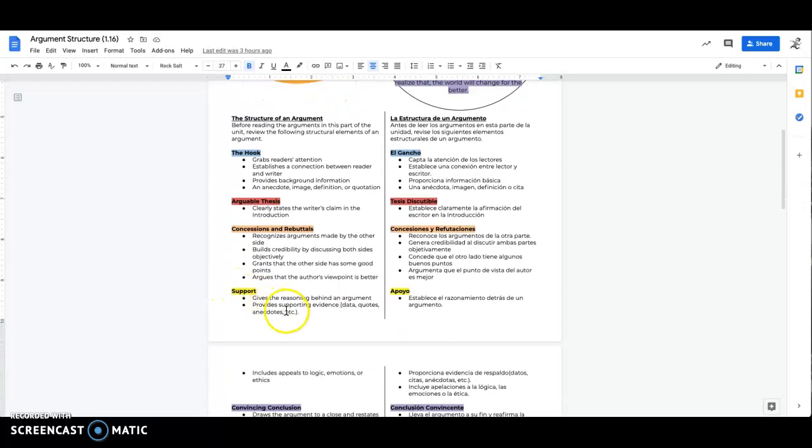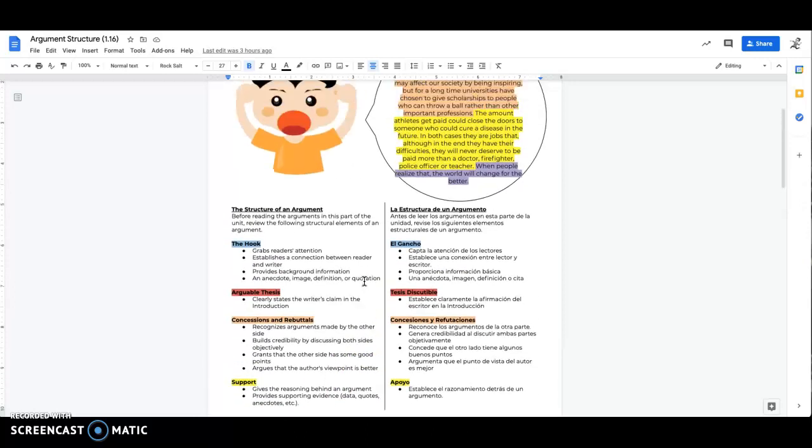Then we have support. Support is all of your reasoning and all of your evidence. So depending on what you're arguing, this could be data. In our case, for our argument essay, it will be quotes from the text that we read in class. It could be anecdotes from your life, and it appeals to people's logic, emotion, or ethics.